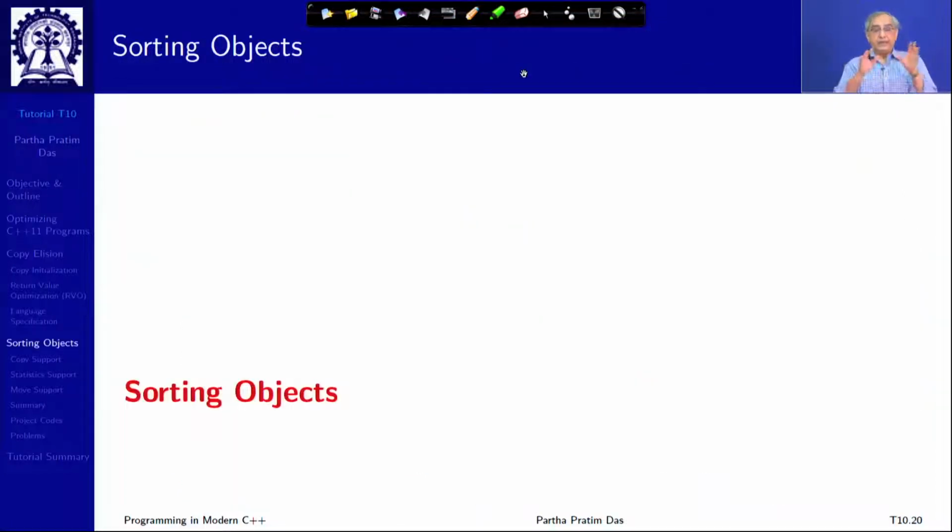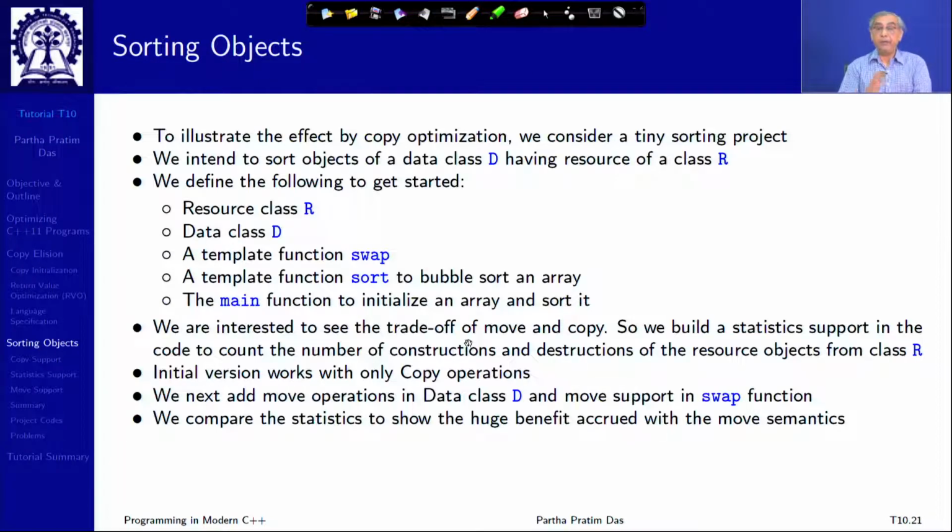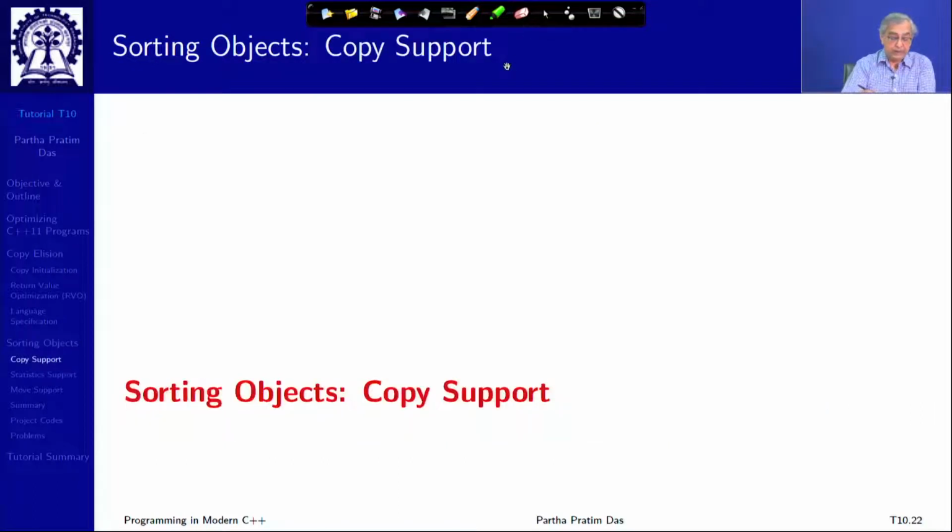Okay. So, having said that, now we are set to show you a sample sorting project where you can see this benefit. So, we have a resource class R. It is just a dummy resource class which will have an integer, a data class which has a resource of the resource class R, and we have a templatized swap function, a bubble sort function templatized to sort an array, and a main function to give the calls. So, let us see how that works.